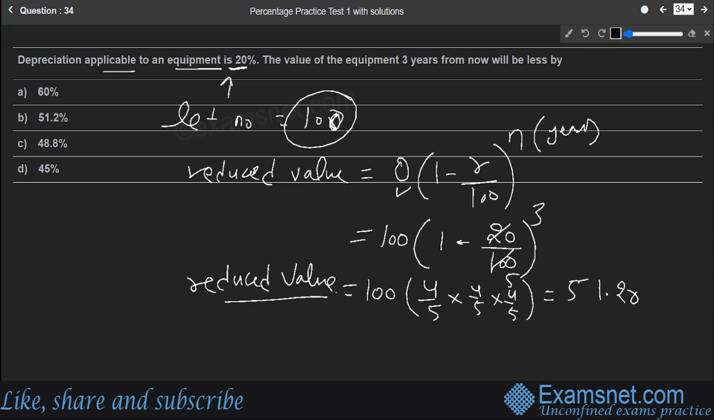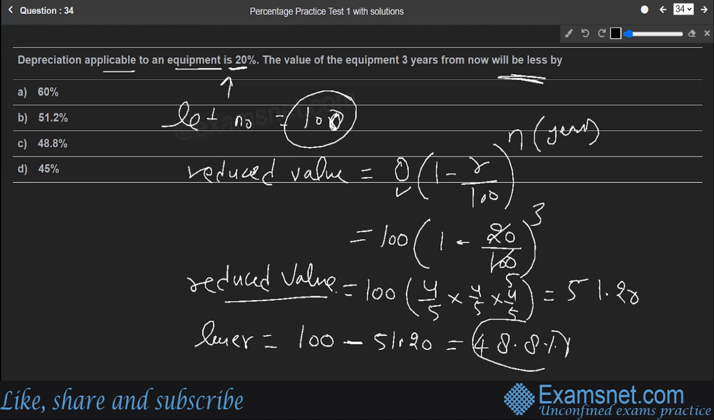What they had asked: the value of the equipment 3 years from now will be lesser by how much? Obviously we have to find out how much lesser it is. We need to subtract this from 100 because the original was 100. So 100 minus 51.20 gives us the value of 48.8%. So that's the final answer. It is lesser by 48.8%.